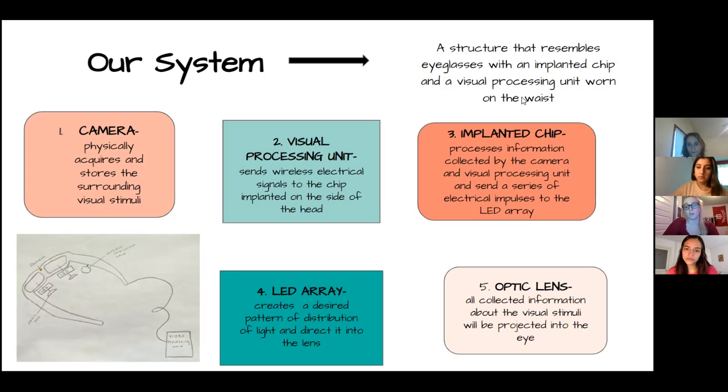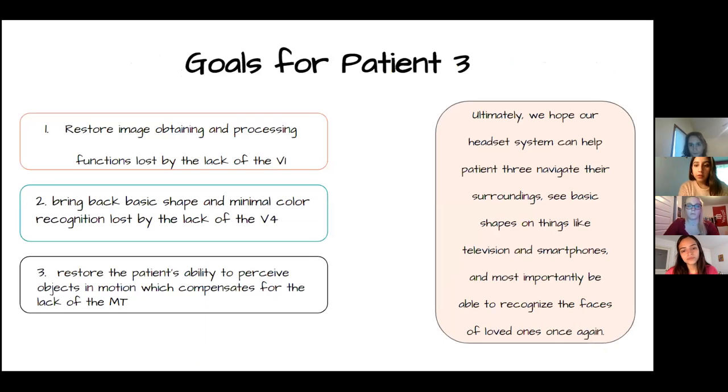This implanted chip is what processes information that's collected by the camera in that visual processing unit, and then it sends a series of electrical impulses to an LED array. This LED array is what creates a desired pattern of distribution of light, and it directs it onto an optic lens. And this lens is where all collected information about the visual stimuli will be projected onto the eye.